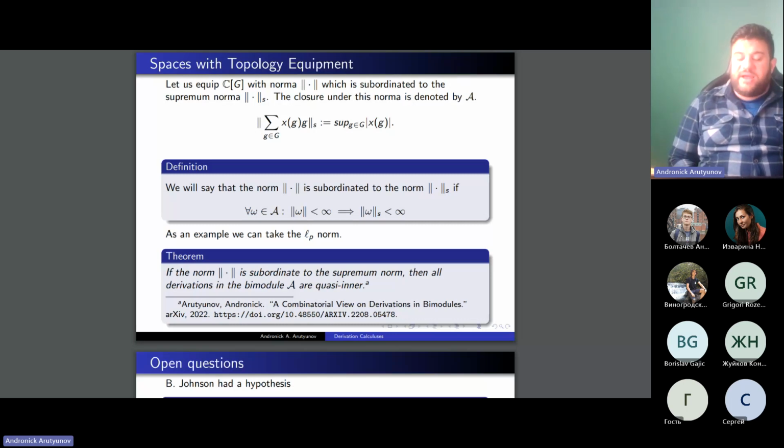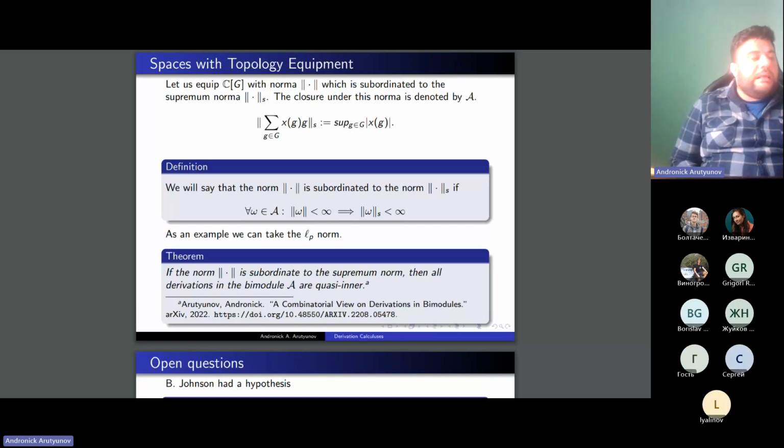So I cannot prove that they are inner, and of course that is not true in general. There are some counterexamples. But you can prove that for this very big class of bimodules, all derivations look like inner. They cannot be very outer. So that's an interesting theorem, I think, and that gives another new approach to study derivations in L1, in LP, and other spaces.